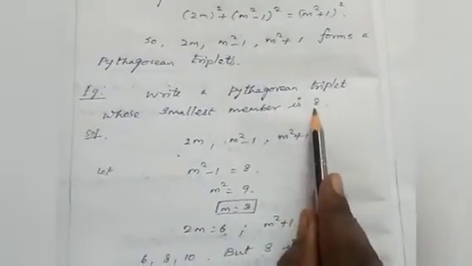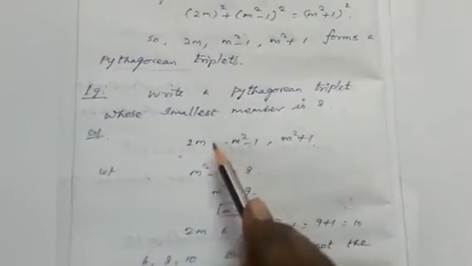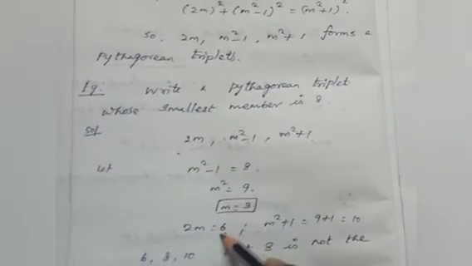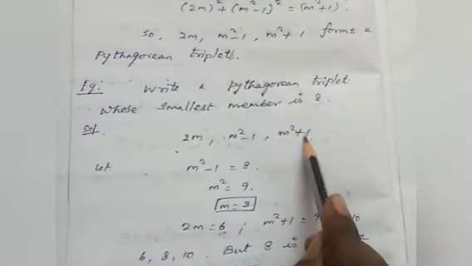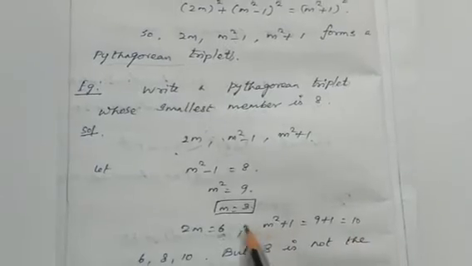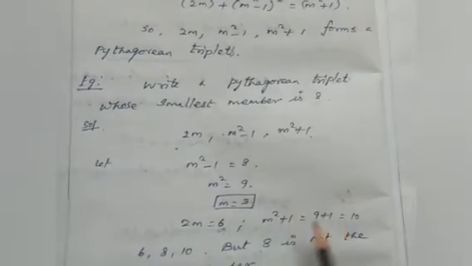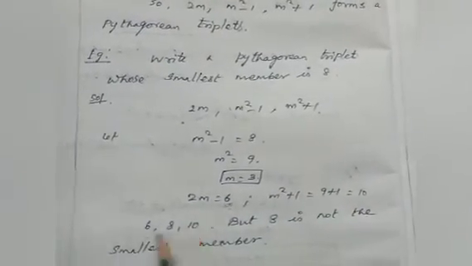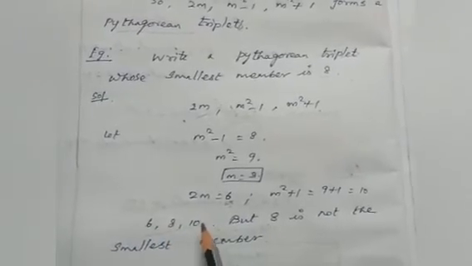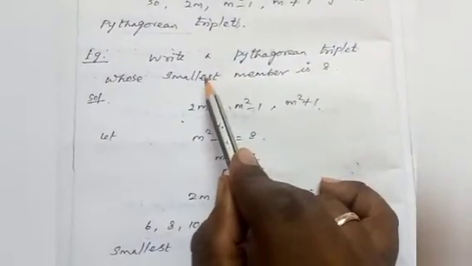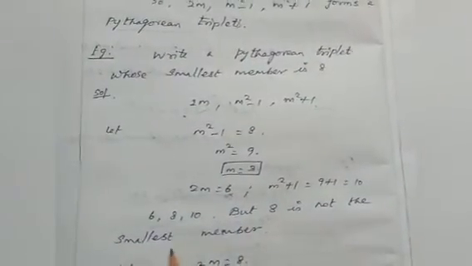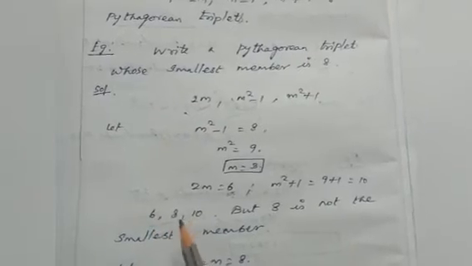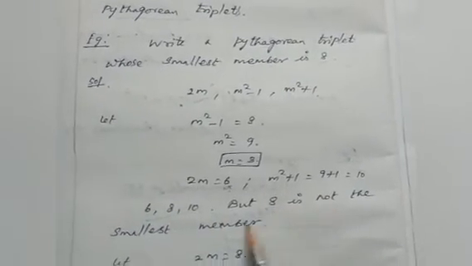So one member is 8, and here the m value is 3. So 2m, 2 into 3, is 6. Then another number is m square plus 1. The m value is 3, 3 square is 9, 9 plus 1 is 10. So 6, 8 and 10 are a Pythagorean triplet. But this question asks for the triplet whose smallest member is 8, and here 8 is not the smallest number. 6 is the smallest, so 8 is not the smallest member.